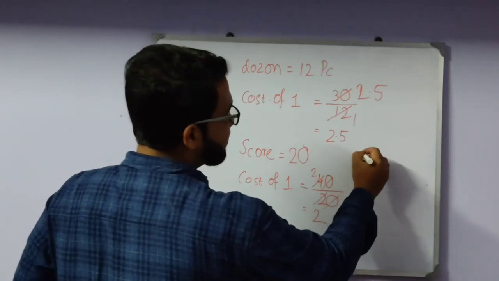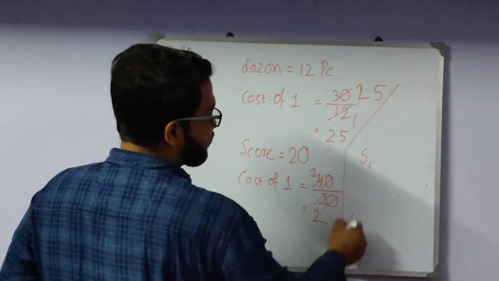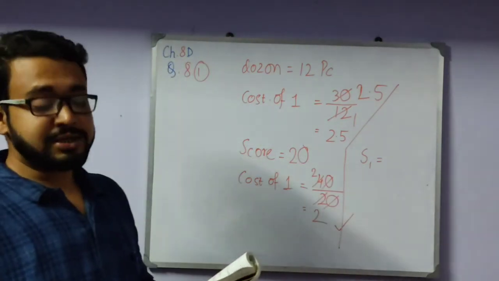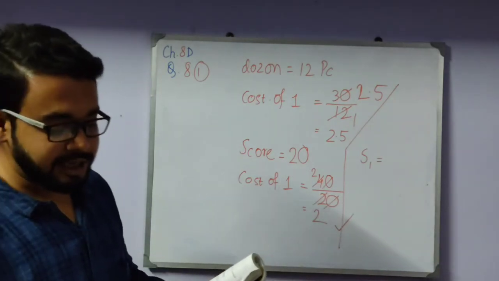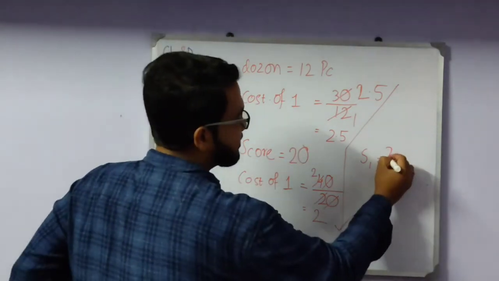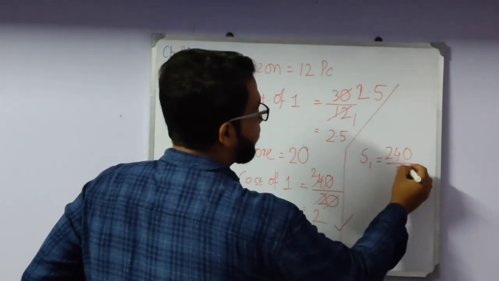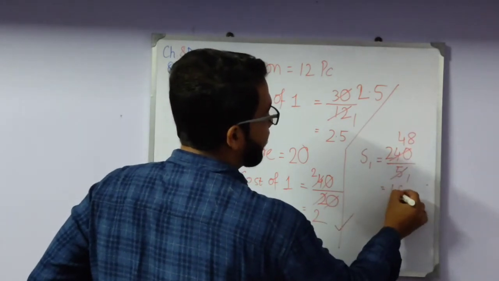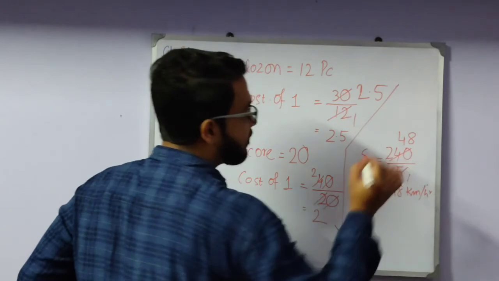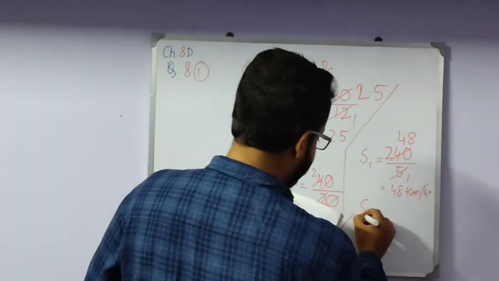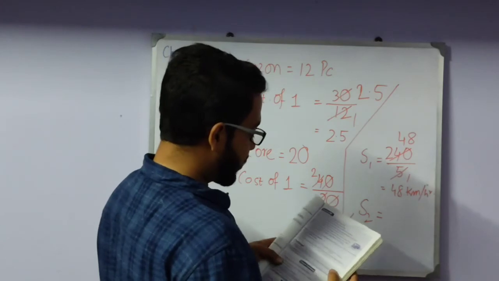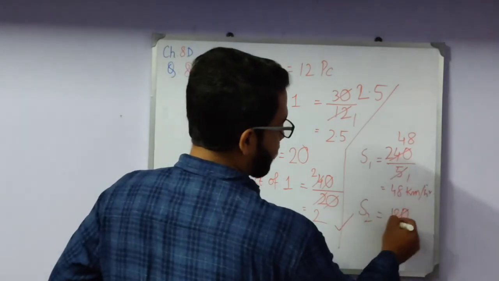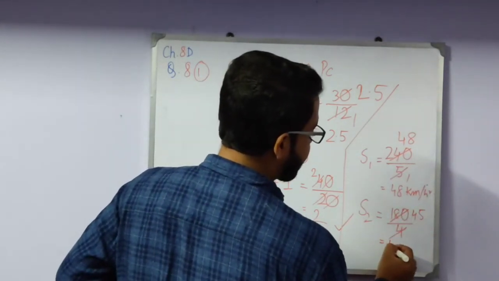So speed of the first car, speed is equal to distance upon time. So in the first case distance is 240 km and time is 5 hours. So in the first case speed is 240 upon 5, that means 48 km per hour, the speed of the first car. And the second car speed is 180 km by 4, 45 km per hour.